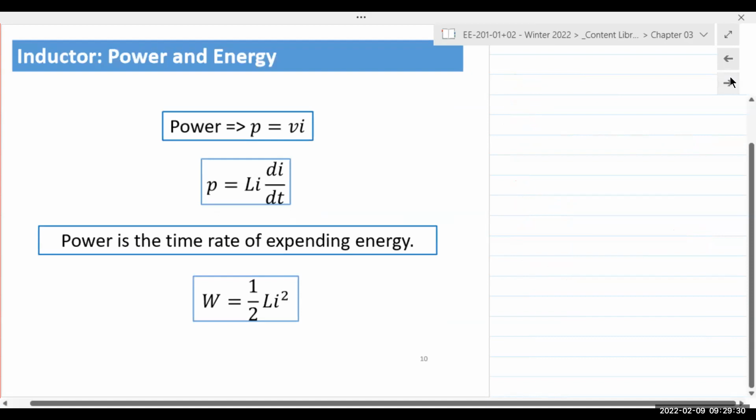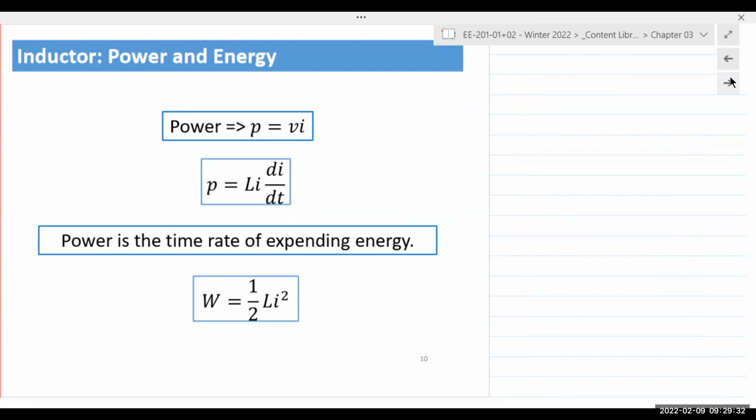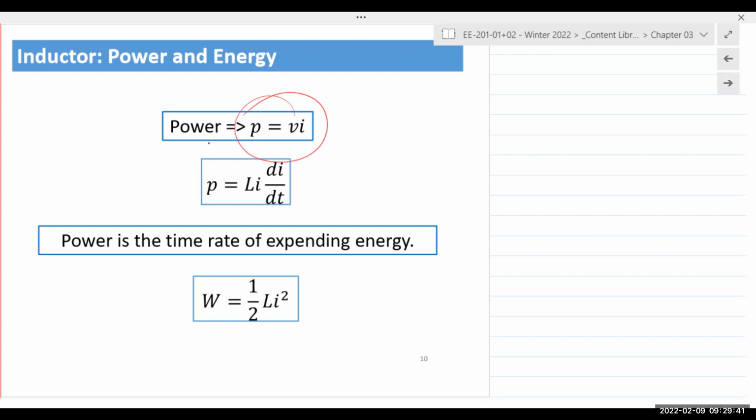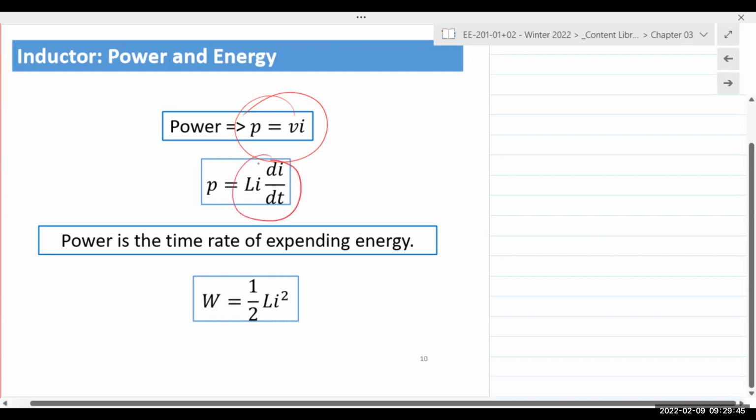Equations for power and energy. Electrical power is still given by P equals VI. That doesn't change. So you plug in the values for V from the equation for the inductor, and you get Li di over dt.